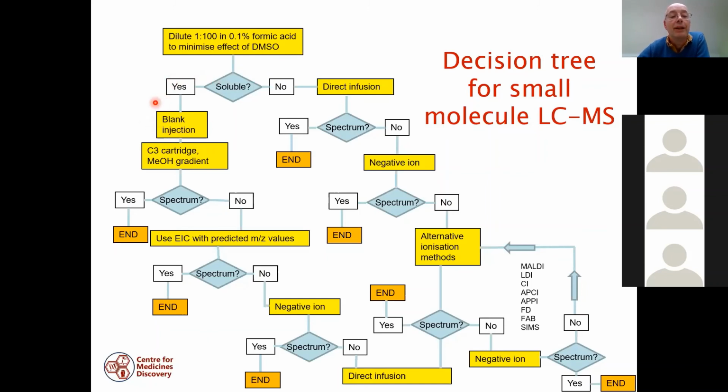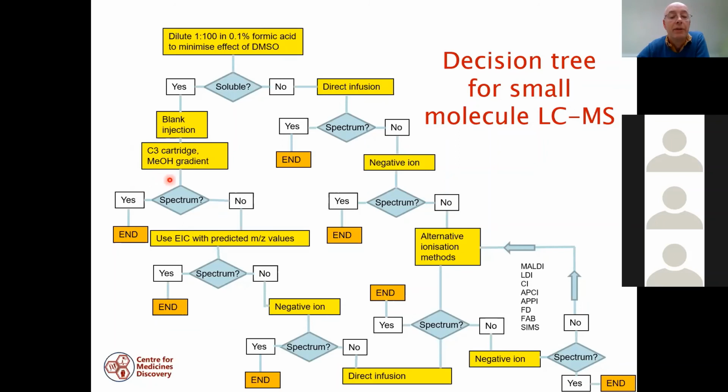You should always do a blank injection. I mean, that goes for pretty much anything in mass spec. You should always do the blank injection. It's particularly important because in the blank you will see a number of species which are characteristic of the solvent, or in some cases they can come from glassware. So you want to be able to eliminate those. We would do this on a C3 cartridge and methanol gradient.